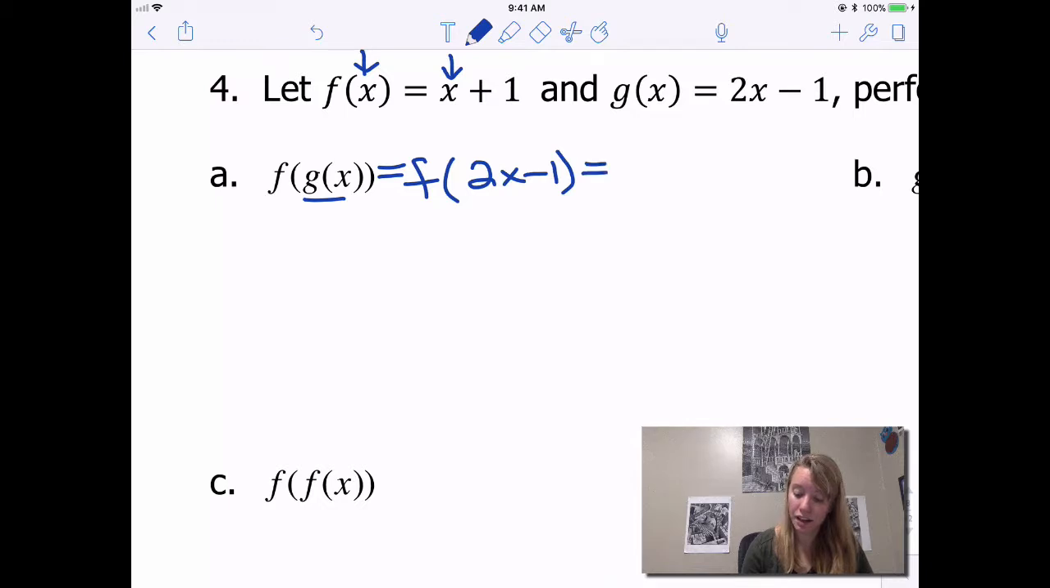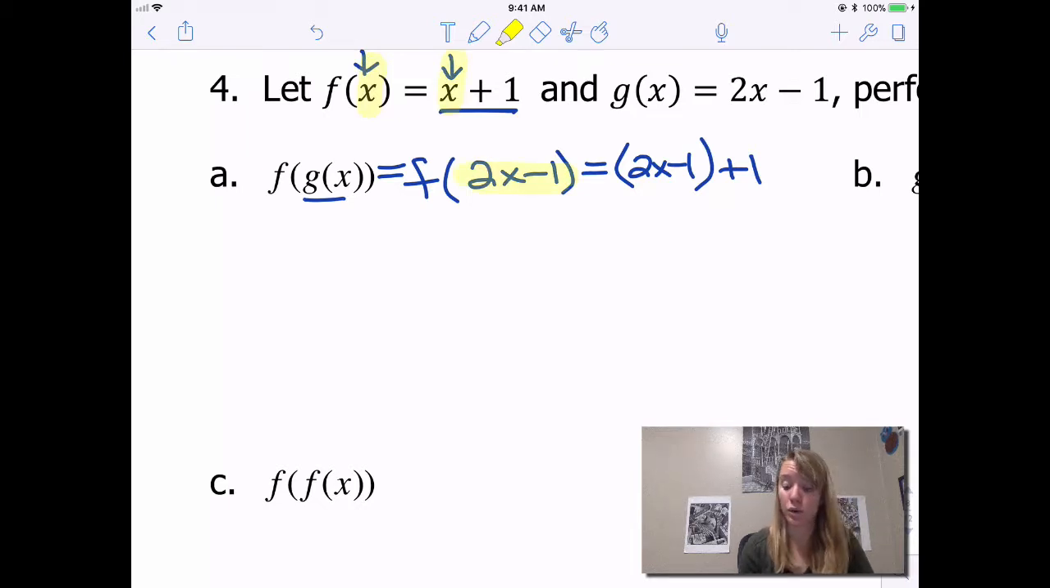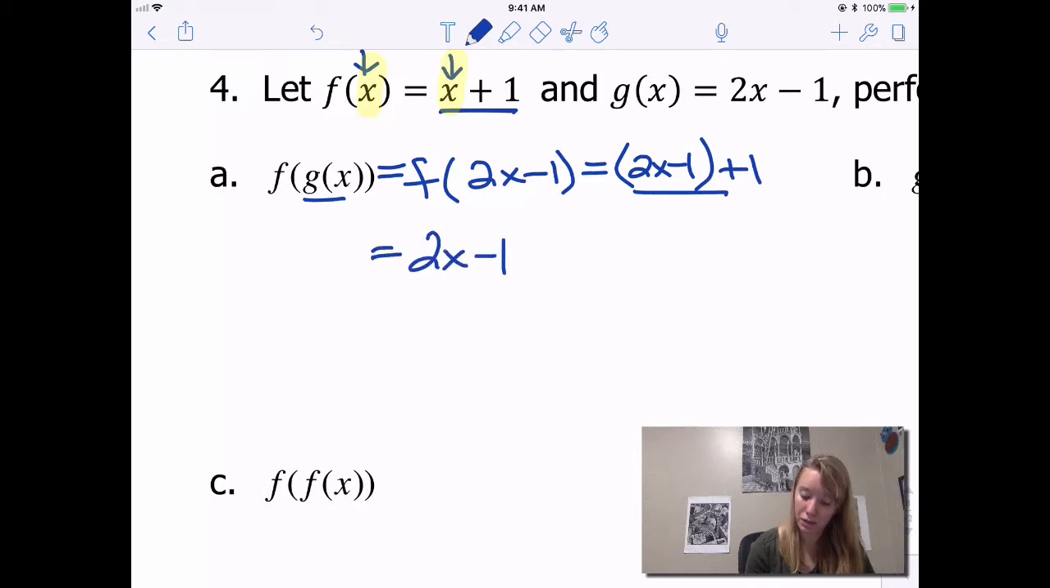So instead of x, I'm going to put 2x minus 1. And then the plus 1 is still in the problem. So before I had f of x equals x plus 1. Now I've got f of 2x minus 1 equals 2x minus 1 plus 1. And then I can simplify. This becomes 2x minus 1 plus 1, or just 2x.